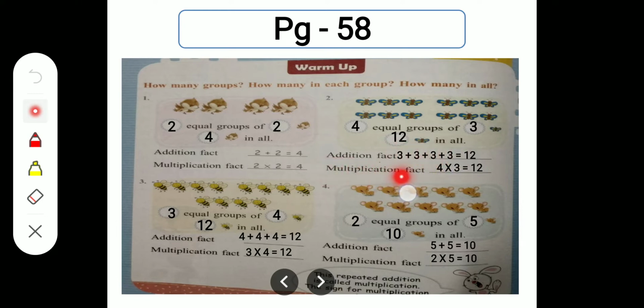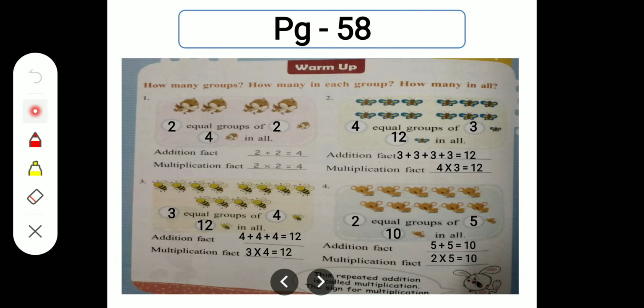And what is the multiplication fact? The number of groups, that is 4, multiplied by 3, that means the number of butterflies in each group. So the number of groups into the number of butterflies in each group, that is 4 into 3 is equal to 12.